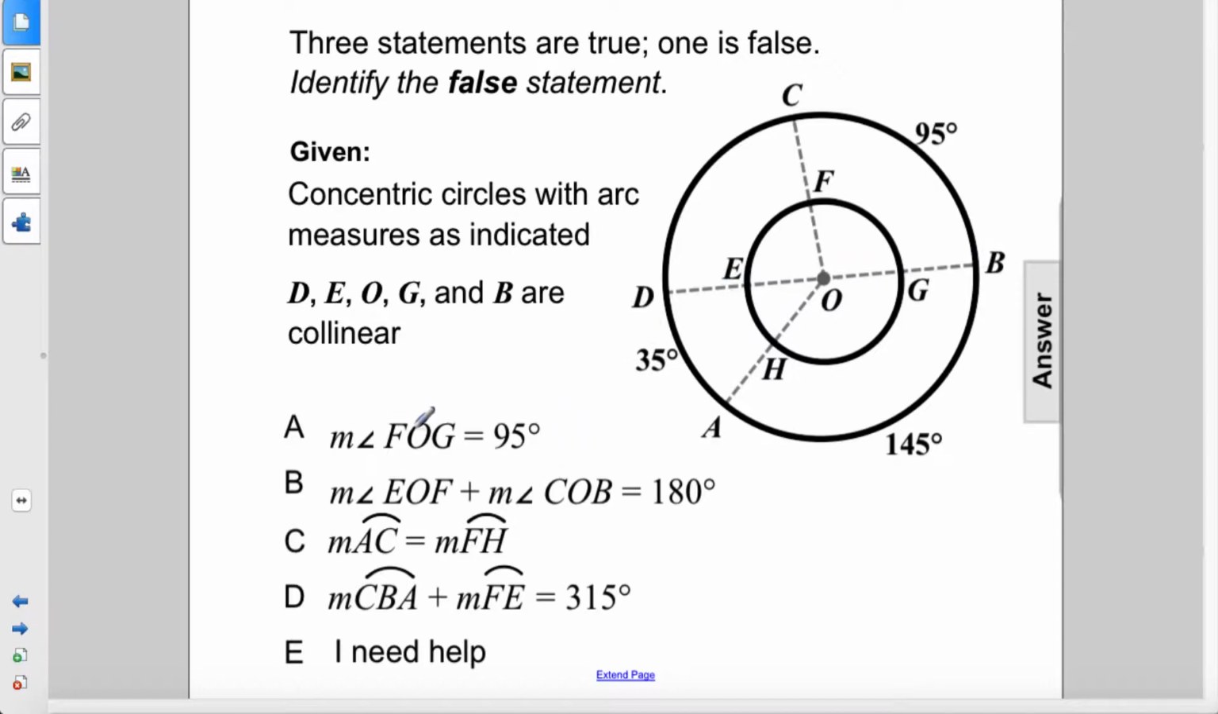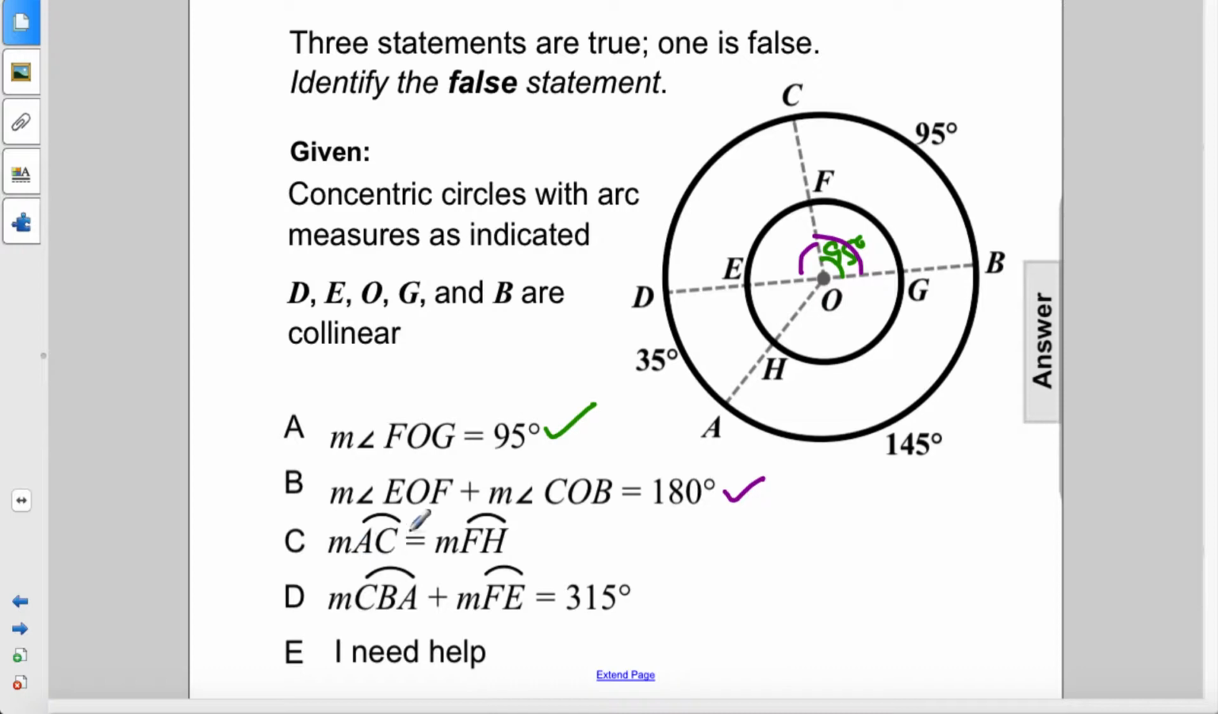Let's start with A. The measure of angle FOG is 95 degrees. That is true. Since this is the central angle for this arc, and that is 95 degrees, therefore this angle is 95 degrees. That is true. The measure of angle EOF plus the measure of angle COB equals 180 degrees. That is true as well. Since we know that this is a straight line, these two angles are a linear pair. They're supplementary angles, which means they add up to 180 degrees.